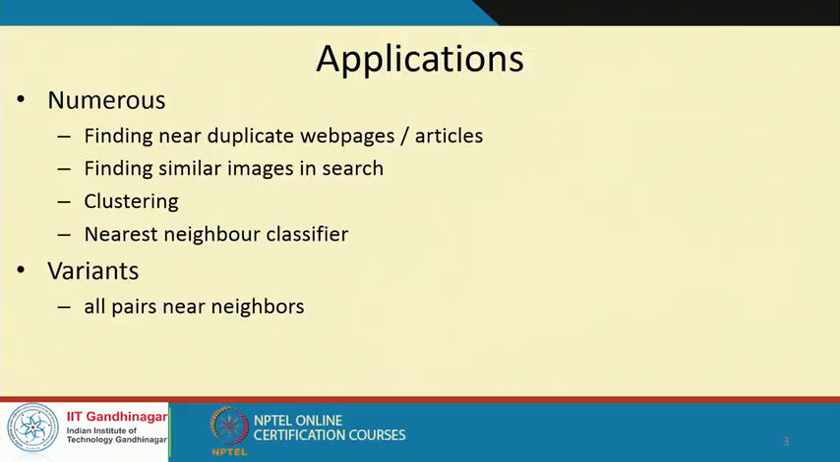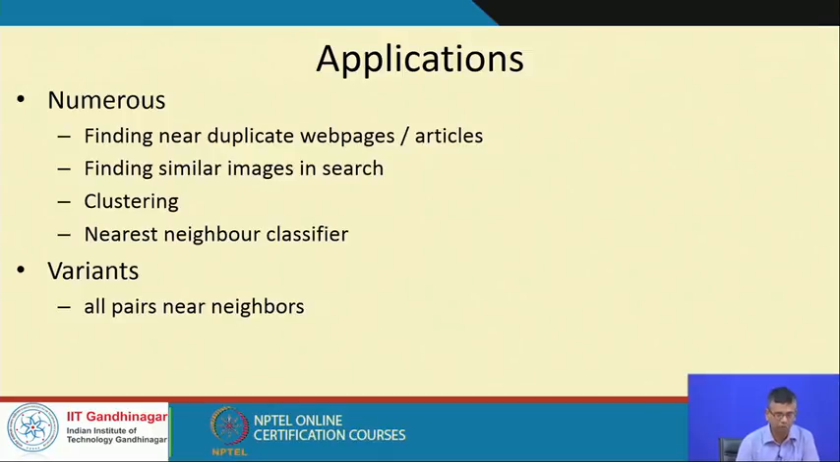A nearest neighbor classifier is one in which, given a test point, you would look at the neighbors around it. You would look at the labels of the neighbors, and you would assign a label to the test point based on the labels of the neighbors. So before you assign it a label, you need to answer the question of how do I find the nearest neighbors efficiently. A slight variant of this problem, which requires a slightly different set of algorithms, is the question of all pair near neighbors, in which rather than being given a particular query, you are given the data set, and you have to find all pairs of data points that are considered near neighbors.